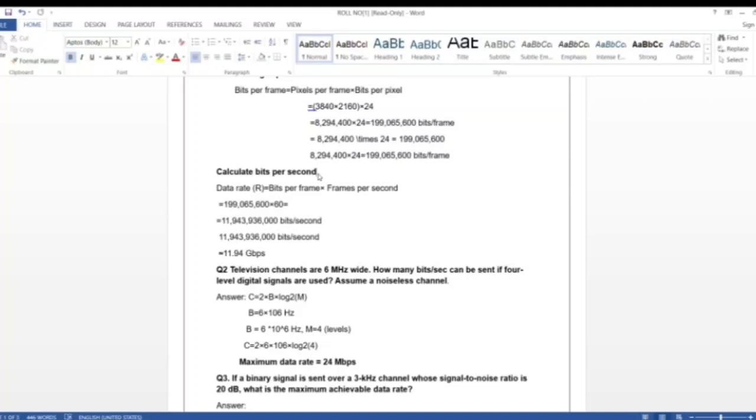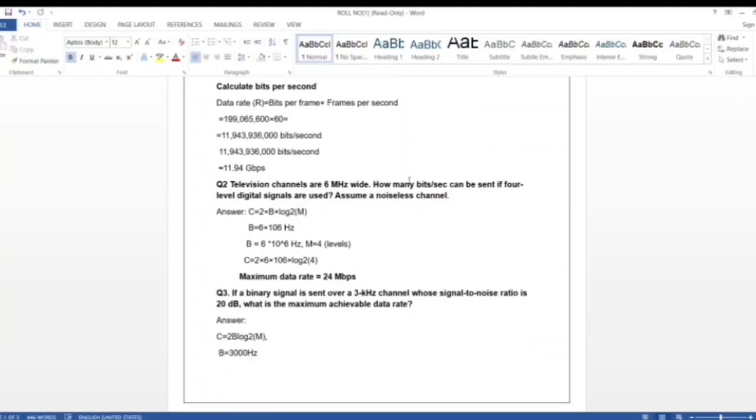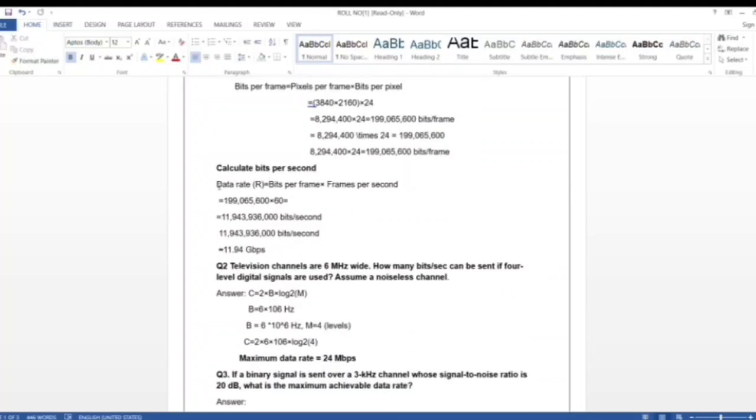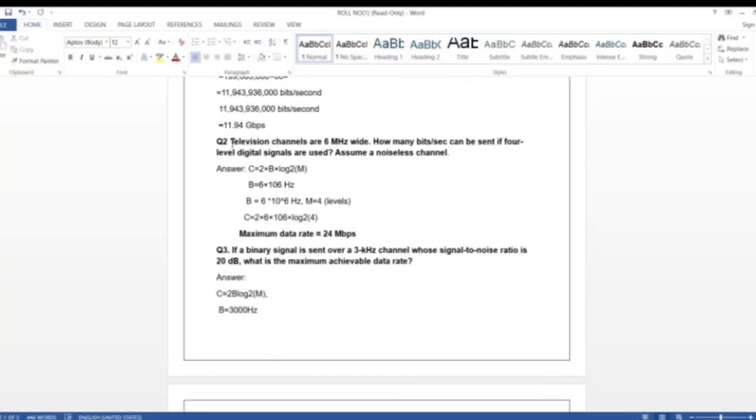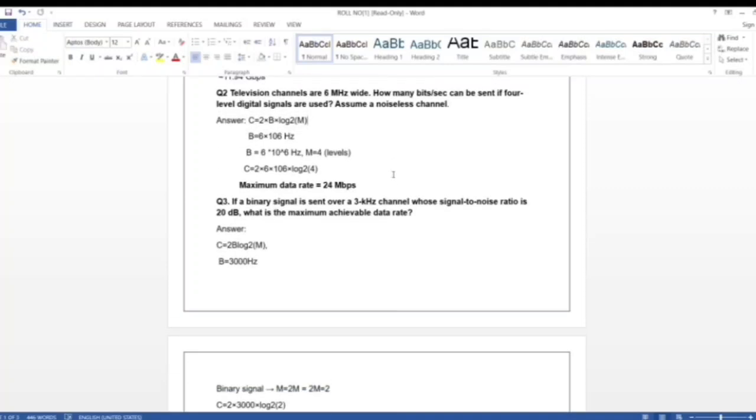bandwidth. In the second problem, we are asked about a 6 MHz television channel using 4-level signaling. By applying the Nyquist theorem, capacity equals 2 times bandwidth times log base 2 of signal levels, which results in 24 megabits per second, demonstrating how more levels increase channel efficiency.